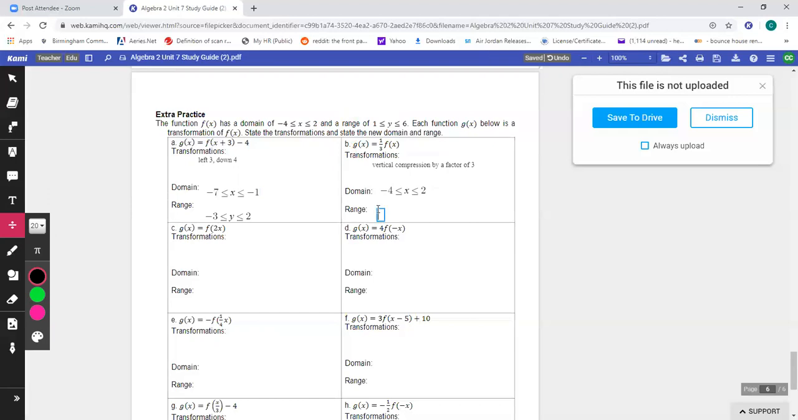Now, my range, though, will get changed. It's a vertical compression by a factor of 3. So that means I am going to divide everything here by 3. So this is 1/3 less than or equal to y less than or equal to 2.